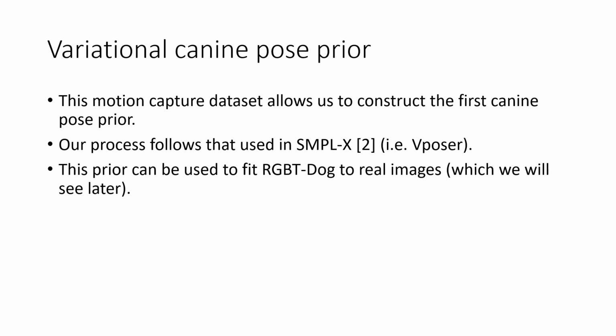With this large set of motion capture data, we were able to create the first variational canine pose prior. As far as we are aware, this is also the first pose prior for animals in general. We create this prior using the same methodology as the V-poser prior in SMPL-X, due to its success for human poses. This pose prior can be used to generate realistic poses, but is more useful to us as an inverse kinematic solver for fitting RGBT-Dog to real images.